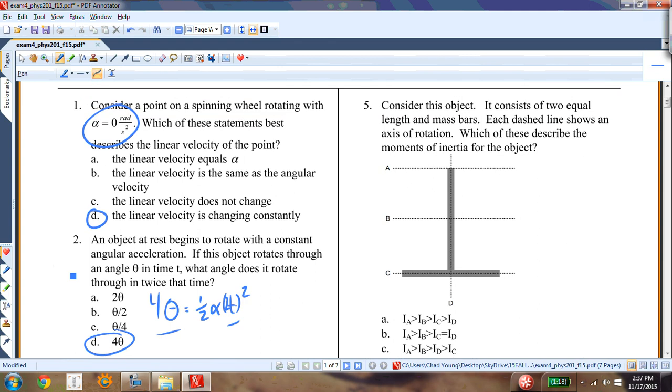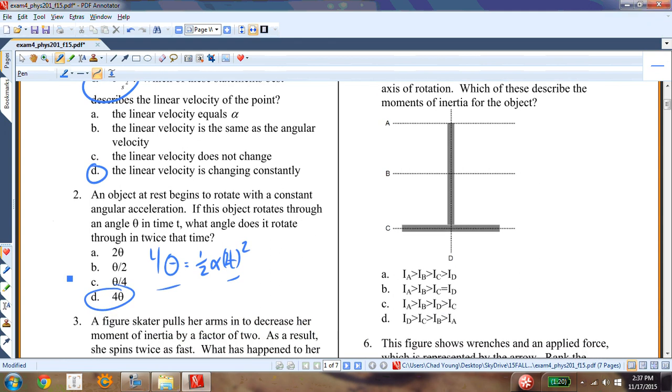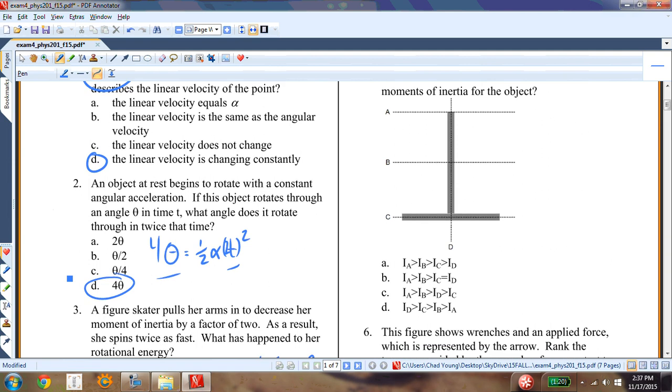Look at these two bars, two equal length and mass bars. Each dashed line shows an axis of rotation. Which of these describe the moments of inertia? All right, well, the biggest moment of inertia is about this axis, because on this axis I have all this mass out at big radii, and then I also have this mass. So A is the biggest, so I can get rid of option D there. B is the next biggest. I still have this mass out at large radii, or not as big a radii, but still out there. So B is the next one.